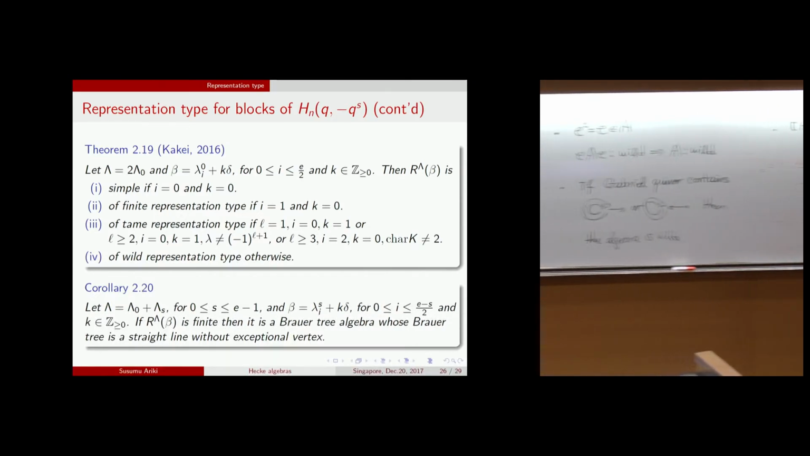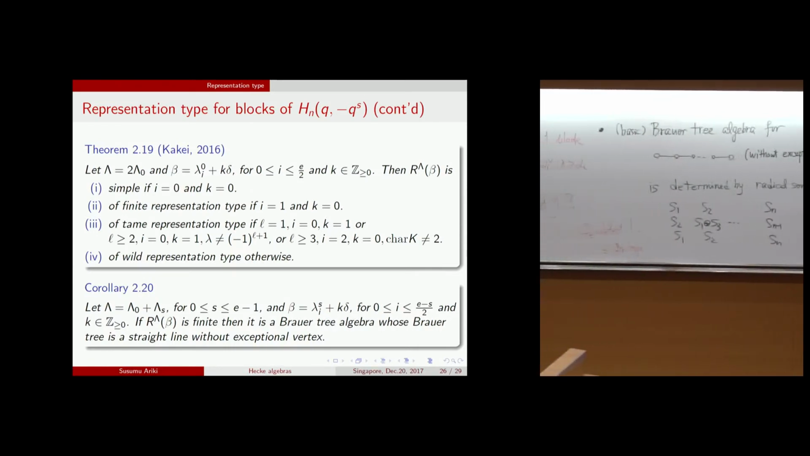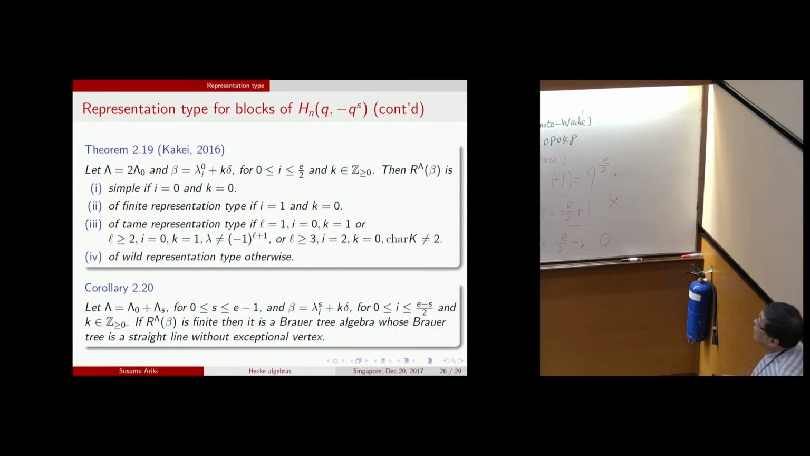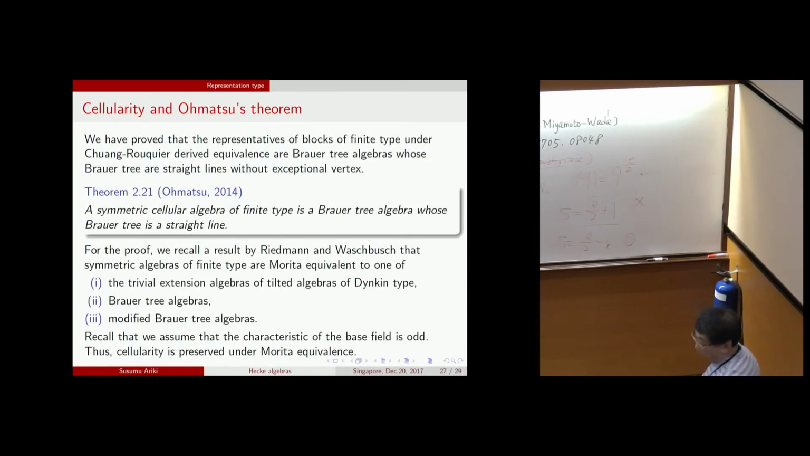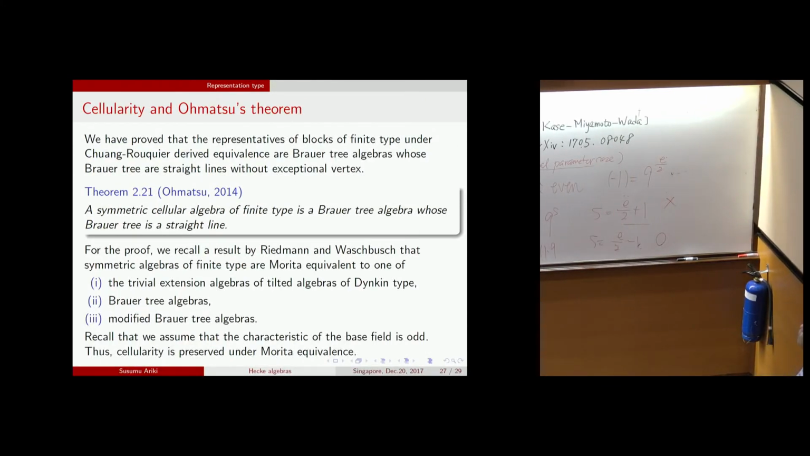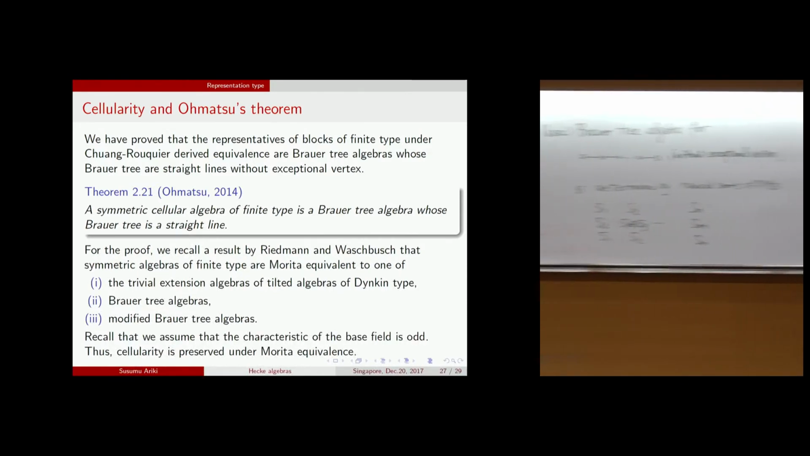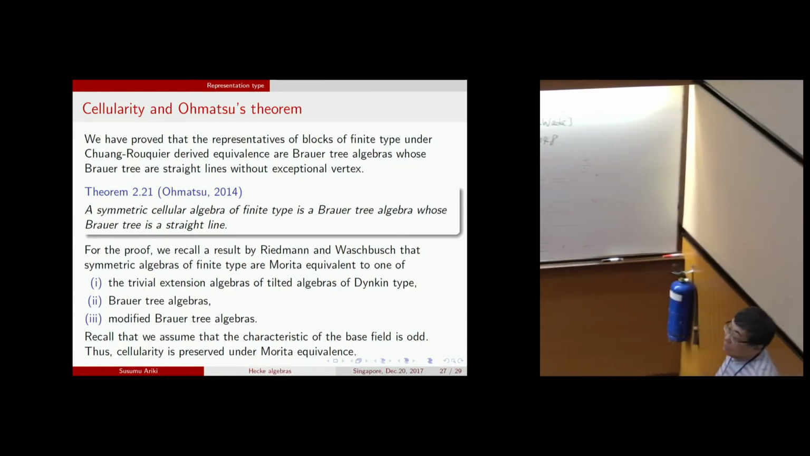So as a corollary of all the story I have told, type B is completely settled, and particularly if a block algebra in a type B Hecke algebra is finite, then it is a Brauer tree algebra whose Brauer tree is a straight line. So we have proven that the representation type of blocks of finite type under Chuang-Rouquier derived equivalence are all Brauer tree algebras whose Brauer trees are straight lines without exceptional vertex.